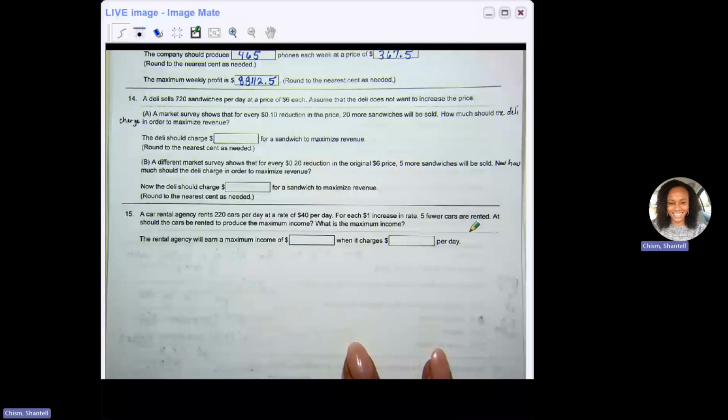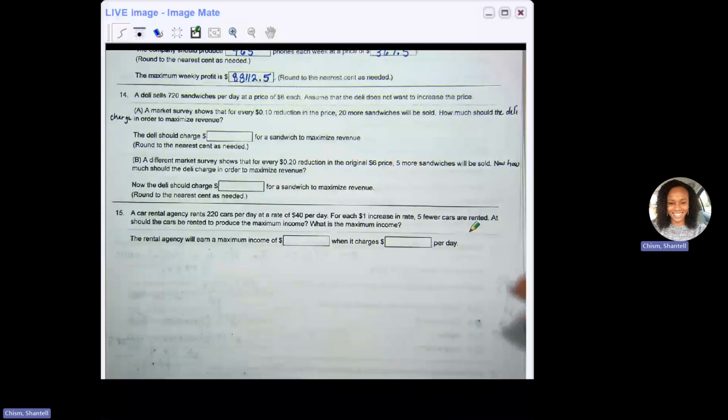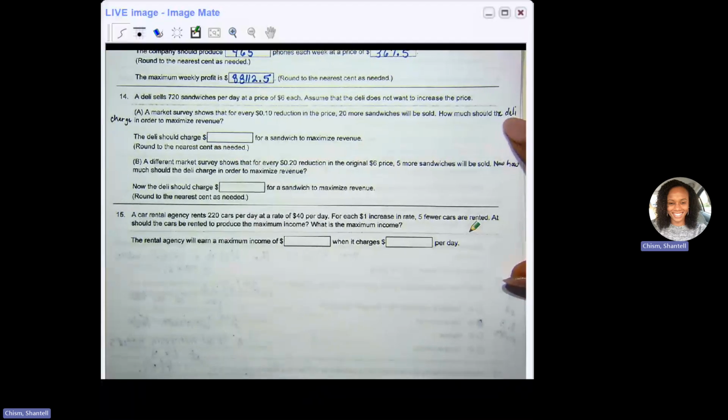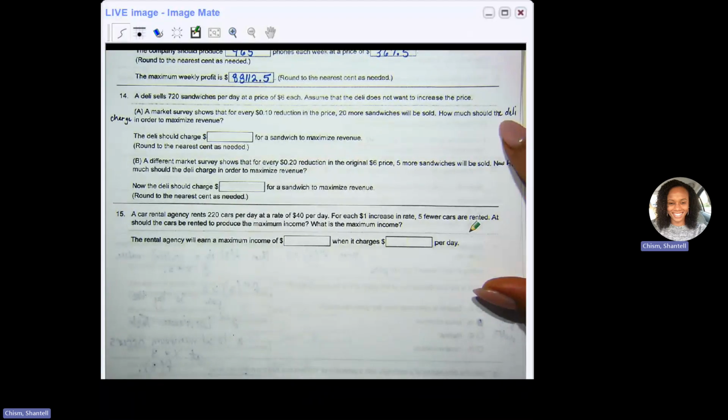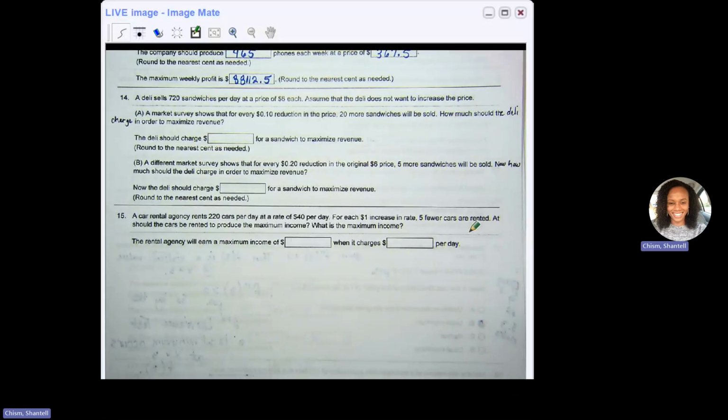Okay, so number 14, I'm going to try to zoom in just a little bit more here. And I did go to the problem and look at what was missing here. My copies got cut off a little bit, so I did complete that sentence. But on number 14, it says a deli sells 720 sandwiches per day at a price of $6 each. Assume that the deli does not want to increase its price.